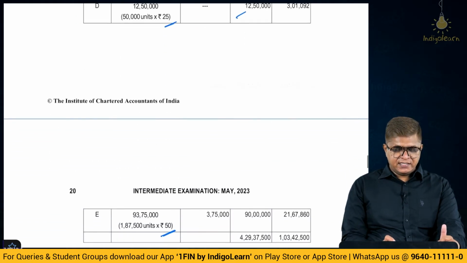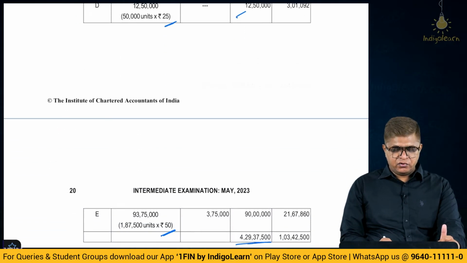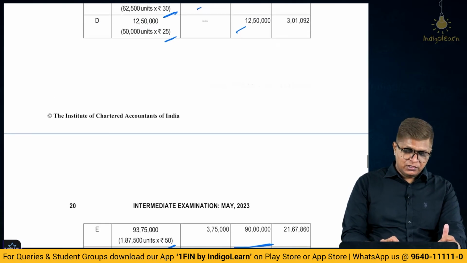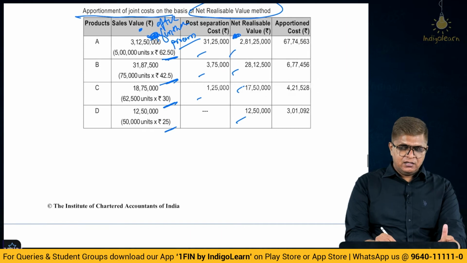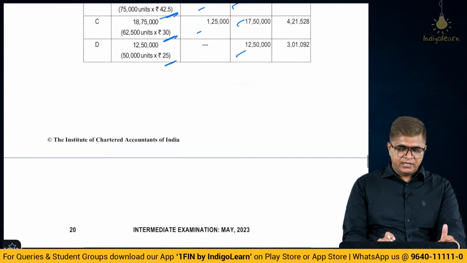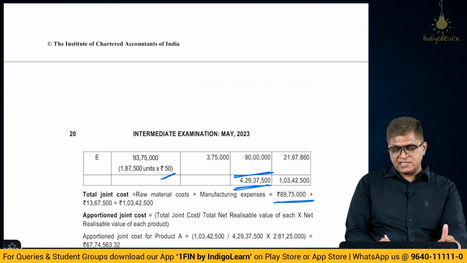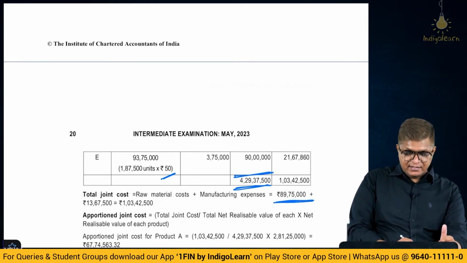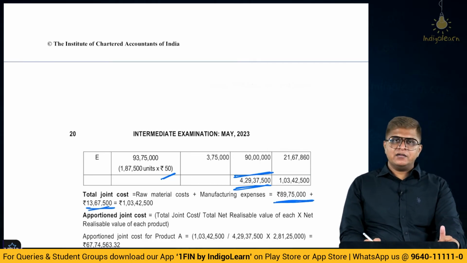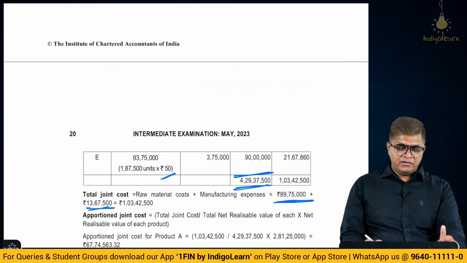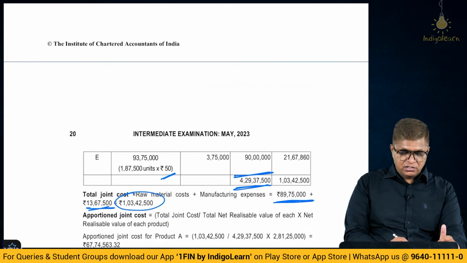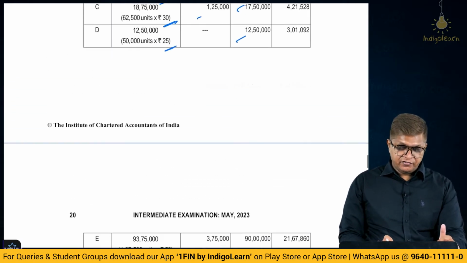So these are the net realizable values. Totally it is coming to 4,29,37,500, and in this proportion they have apportioned the joint cost. Now what is the joint cost? Joint cost comprises of two items, as we discussed: 8975 the material cost and 1367 the manufacturing cost. So totally 1,03,42,500 the joint cost has been apportioned in this proportion to respective products.